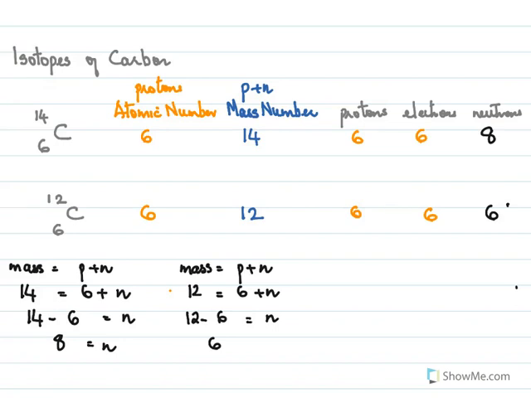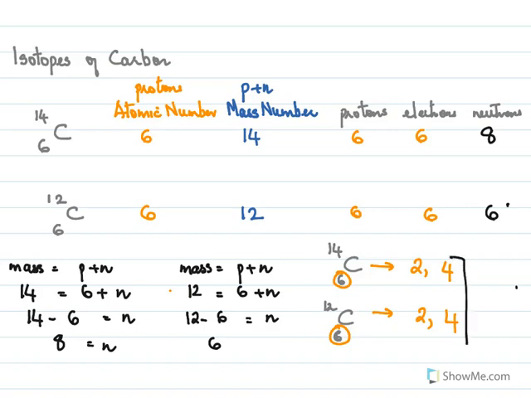Now let's see what the electronic configuration is. So we have carbon 6 and 14. To write the electronic configuration, we always use the atomic number, never the mass. So atomic number is 6, so it is 2 and 4. Now for carbon 6 and 12, to write electronic configuration, you take the atomic number. So atomic number here is also 6, so 2 and 4.